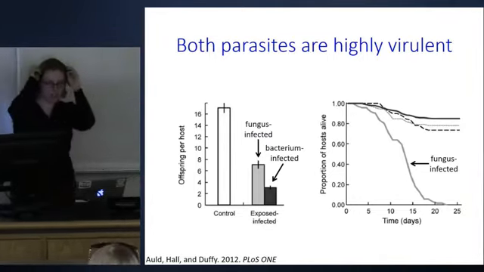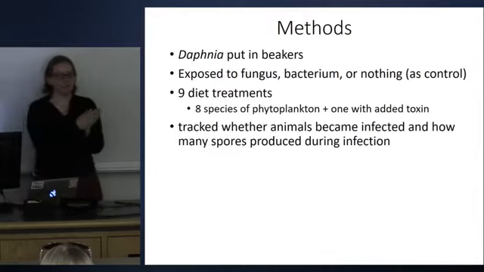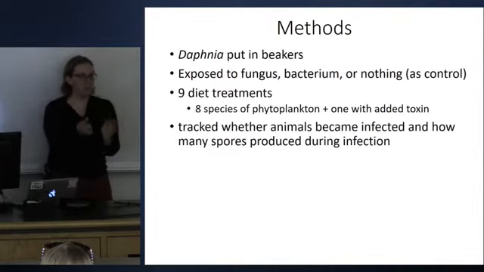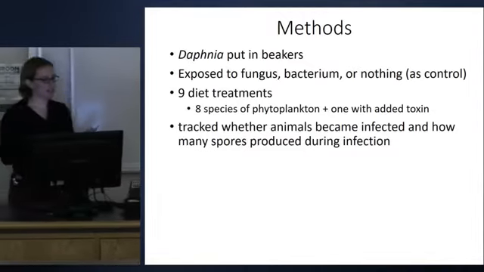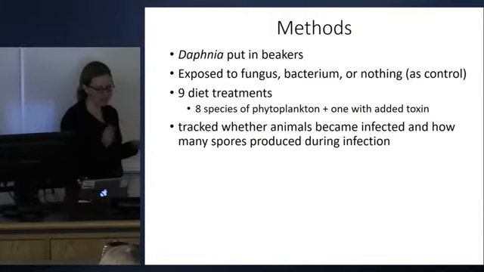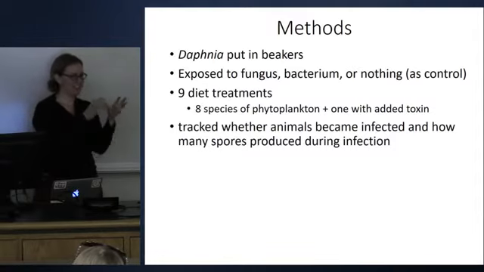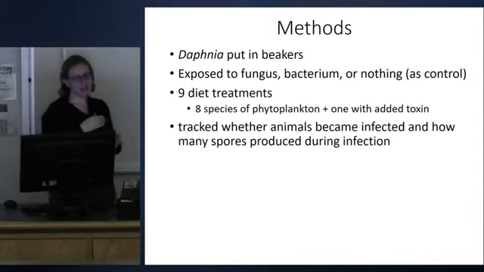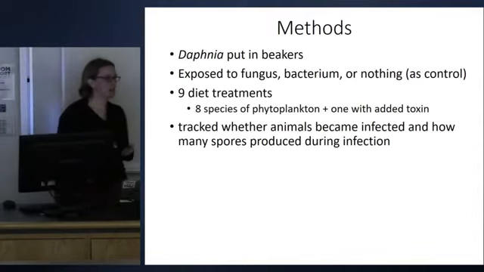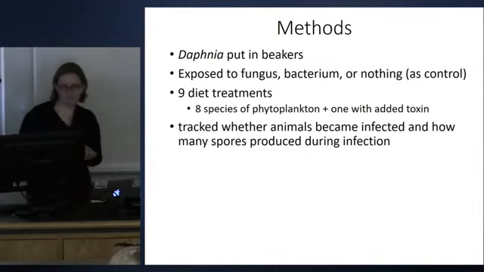Okay, so for Crystal's experiment, a very coarse overview of the methods: she took individual Daphnia, put them in beakers, and then exposed them either to the fungus, to the bacterium, or the lucky ones got neither parasite. And then there were 9 phytoplankton diet treatments. So there were 8 different species of phytoplankton, and I'll introduce those on the next slide. And then one of the species didn't make as much toxin in our lab cultures as we expected it to, so we added some more toxin to make it more realistic, more like what would happen out in nature. And then she tracked whether animals became infected and then how many spores were produced at the end of an infection.